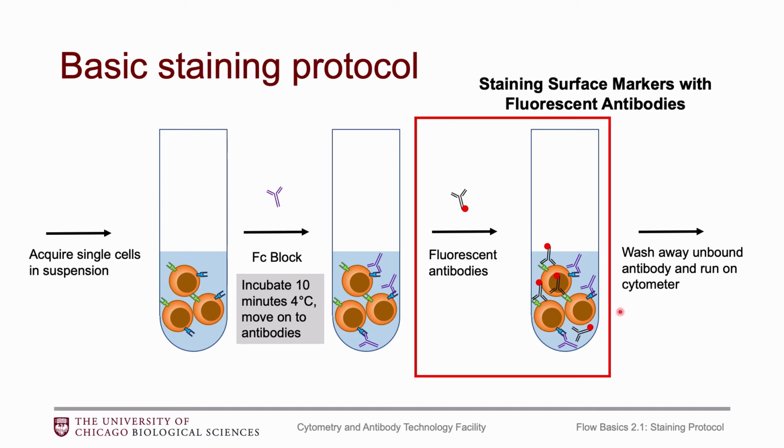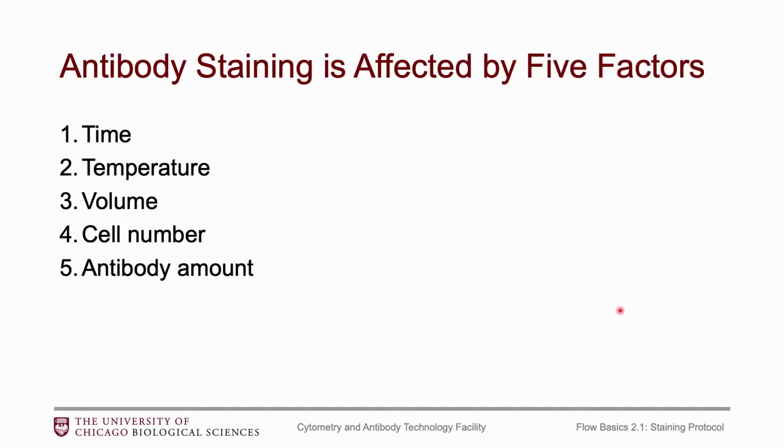So now I'm going to talk about how you would stain for surface markers using your fluorescent antibodies. There are certainly other markers beyond this which would require more steps. For example, if you're staining intracellular markers, then you would need to permeabilize your cells first. But for this talk, I'm just going to talk about surface staining.